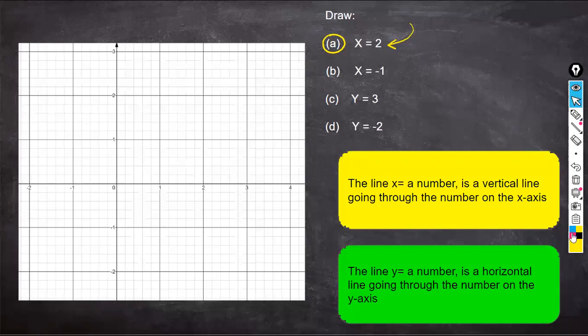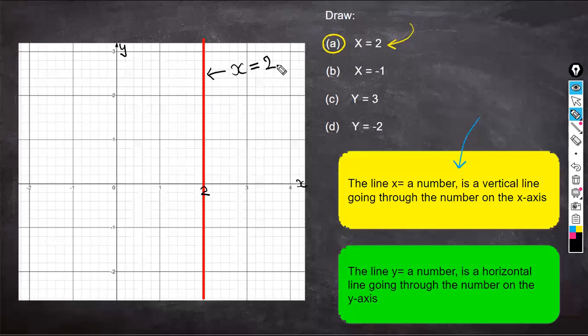Notice over here for you to see, the line x equal to something is a vertical line going through the number on that axis. But let me just show you. I'm going to click on it. You all see that red line? The graph x equal to 2 is a vertical line going through 2 on the x-axis. Remember, this is your x-axis and this is your y-axis. So this line is x is equal to 2.